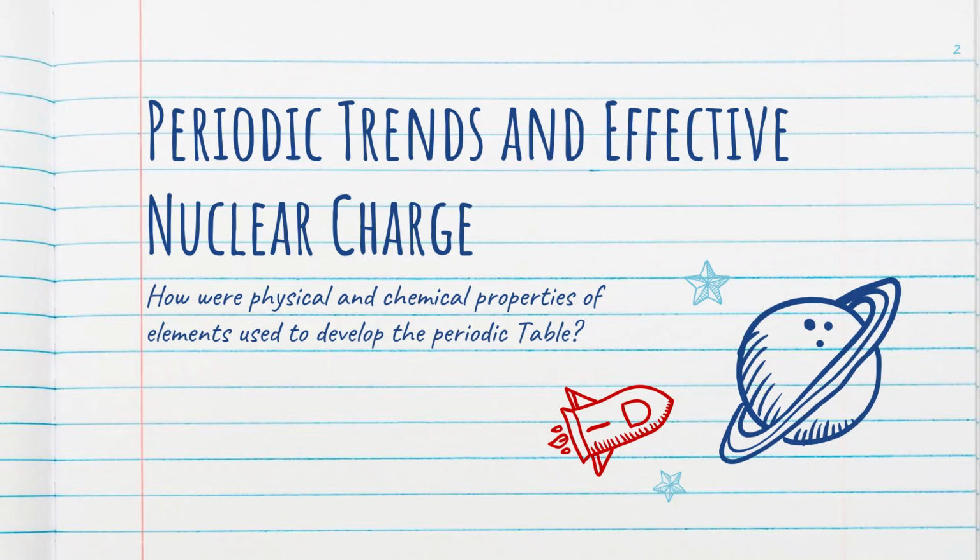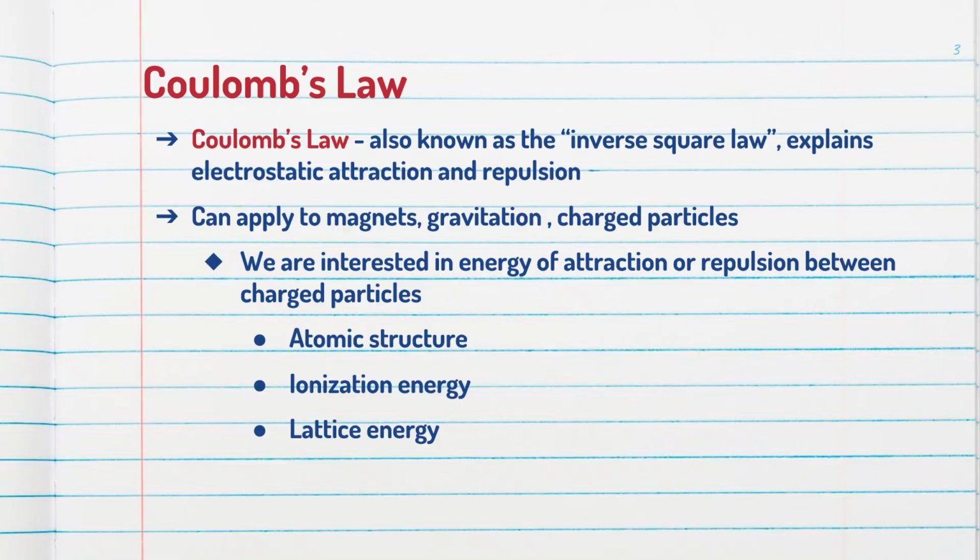So today we are going to look at periodic trends and effective nuclear charges, and how physical and chemical properties of elements were used to develop the periodic table. The first thing we are going to look at is Coulomb's law, also known as the inverse square law, which explains the electrostatic attraction and repulsion of elements. You can apply Coulomb's law to magnets, gravitation, and charged particles. We are interested in the energy of attraction or repulsion between charged particles in atomic structure, ionization energy, and lattice energy.